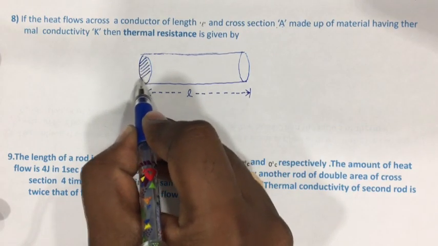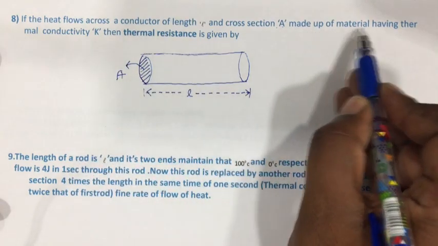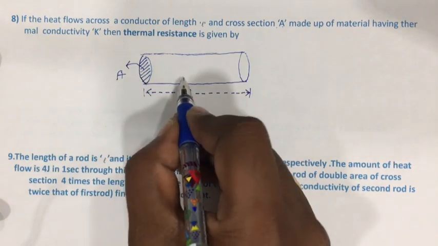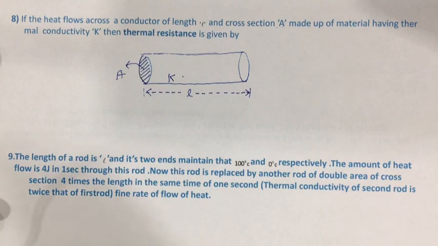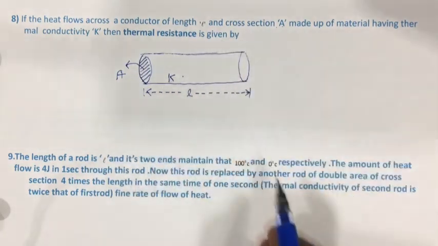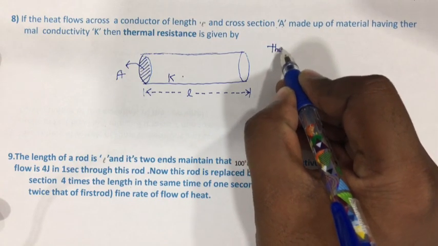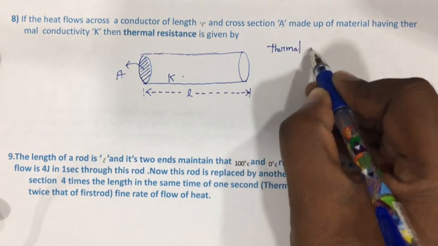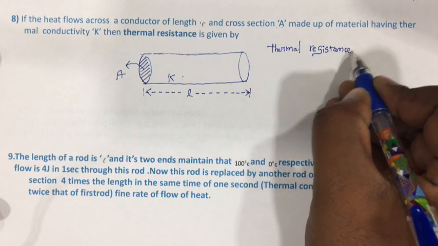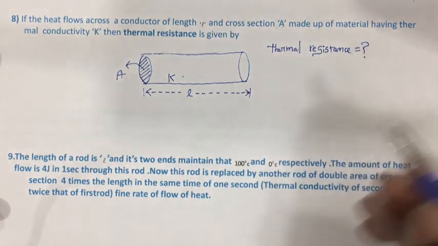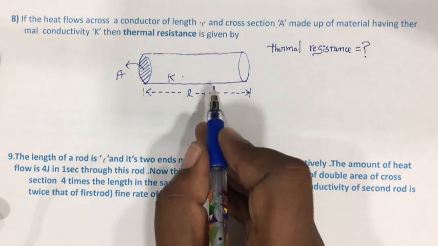the area of cross section of this rod is A, made up of material having thermal conductivity K. The thermal conductivity of this material is K, then what is thermal resistance? We want to find out thermal resistance. So students, in this concept we want to find out thermal resistance.